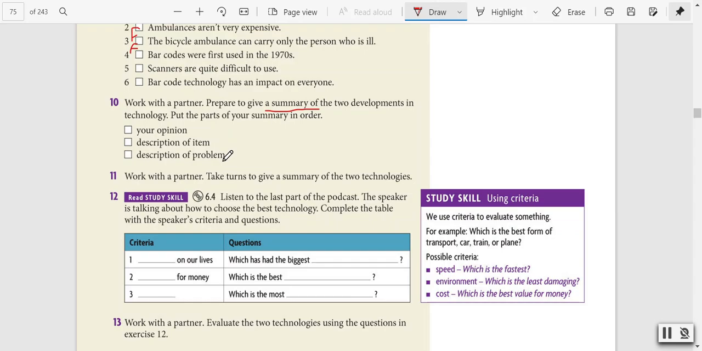We must put them in order. Number one, okay, while you are going to give a summary, number one, what should you do? Okay, you must describe the item. And number two, description of a problem. After that, you can give your opinion.